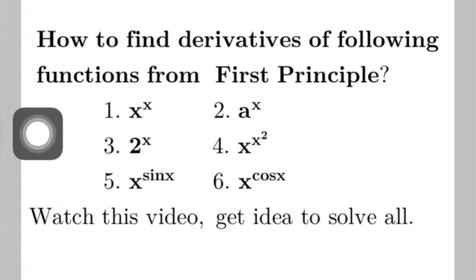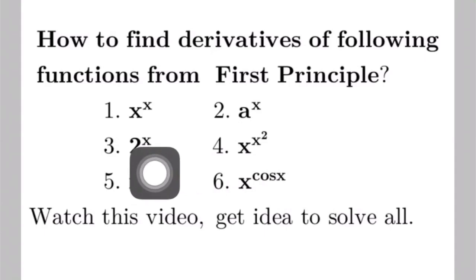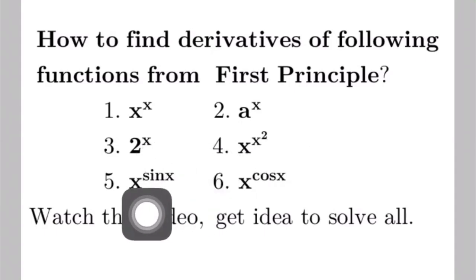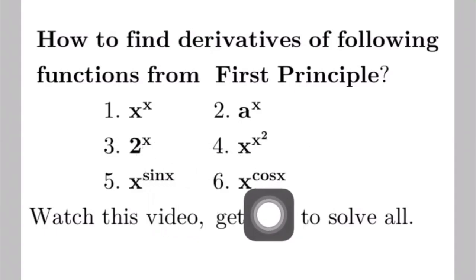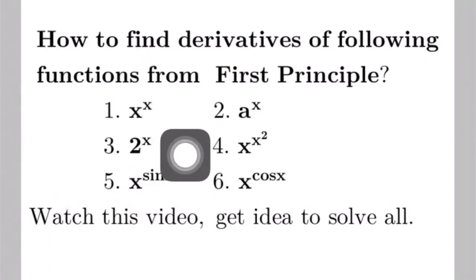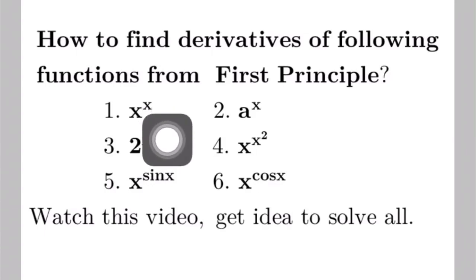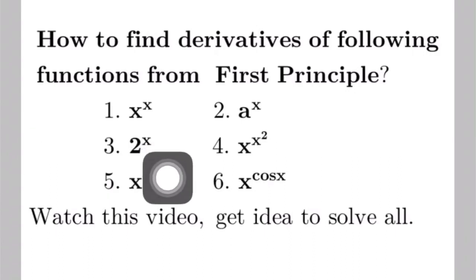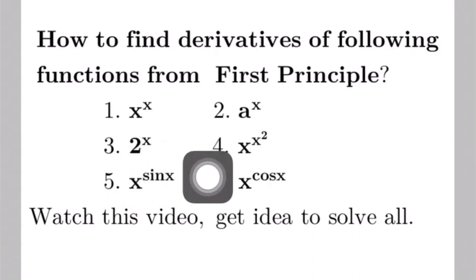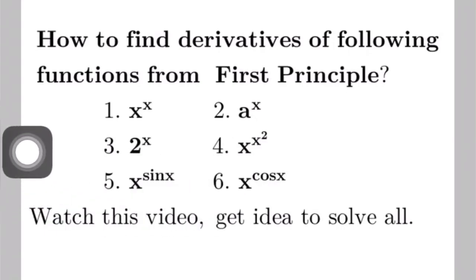So let's get started. The given functions are x to power x, a to power x, 2 to power x, 2 to power x square, x to power sin x, and x to power cos x. The functions are in the form of x to power x, variable to the power variable, and variable power to a constant base, for example, 2 to power x and so on. So let's get it started.